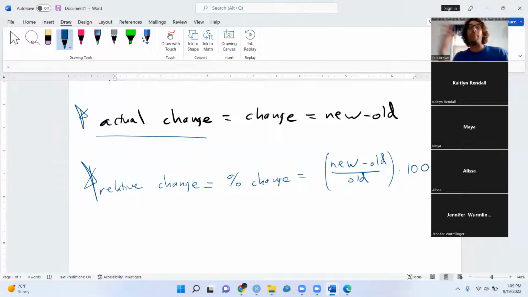One of them is just the amount, how much change. And the other is, well, compared to a previous amount or compared to a total, how much difference is there as a percent? Maya, does that help at all, or is that just getting crazy?